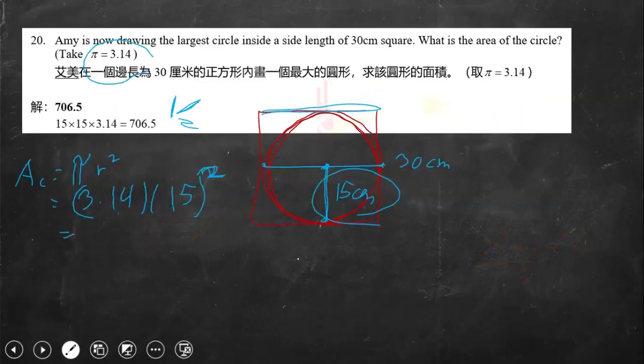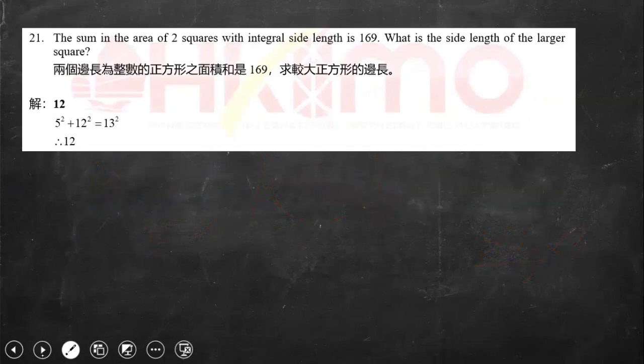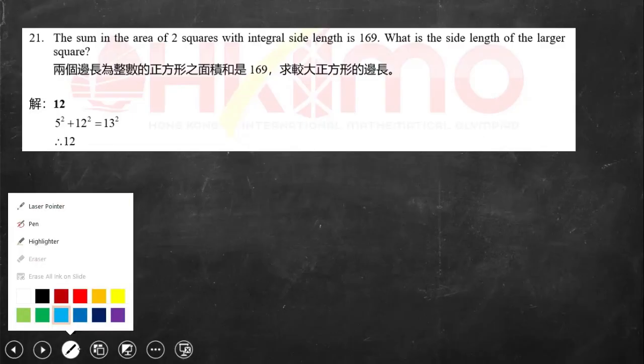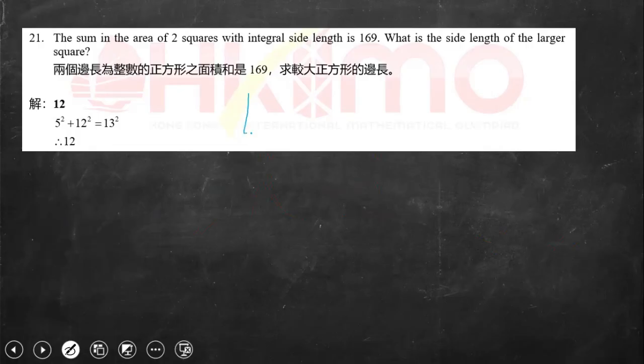Number 21. The sum of the area of two squares with integral side length is 169. What is the side length of the larger square? Okay. It says the sum of the area of two squares, but we don't know their sides. Say a and b. It's 169. So what's the area of a square? We have the square of the side.